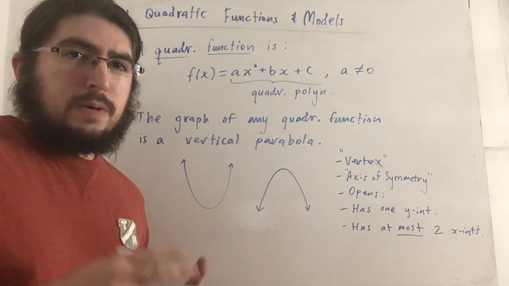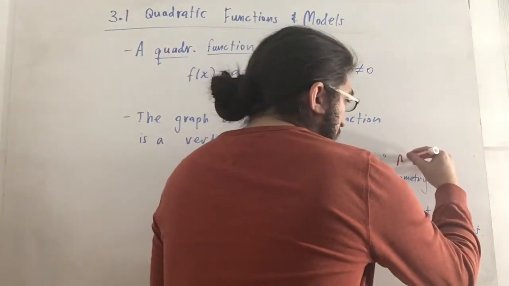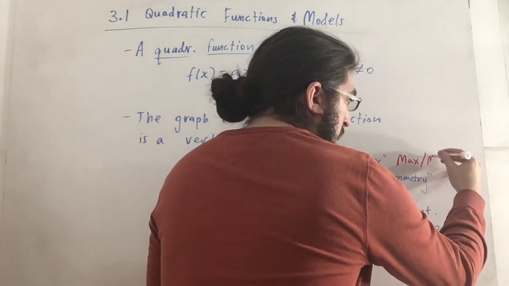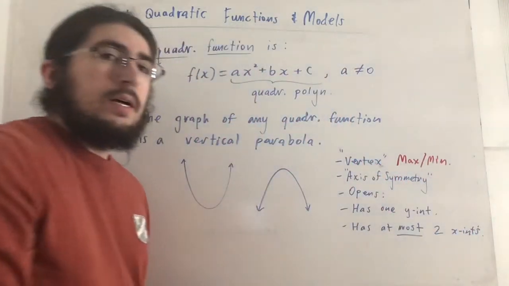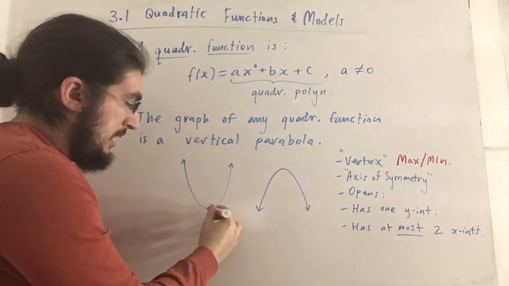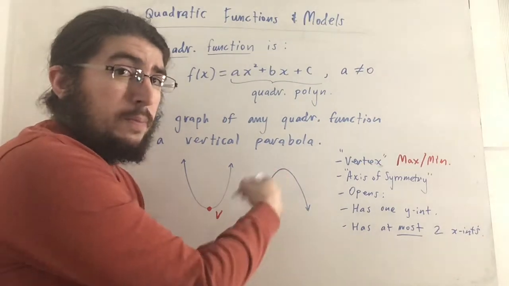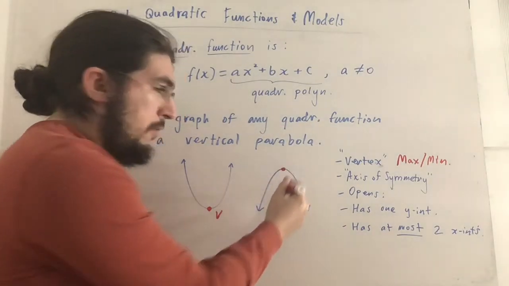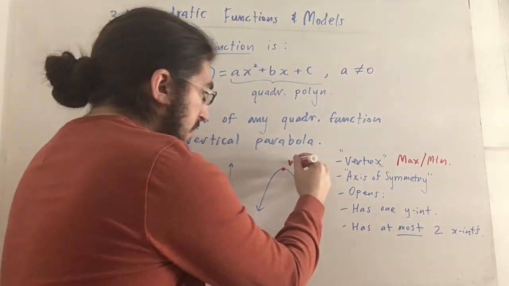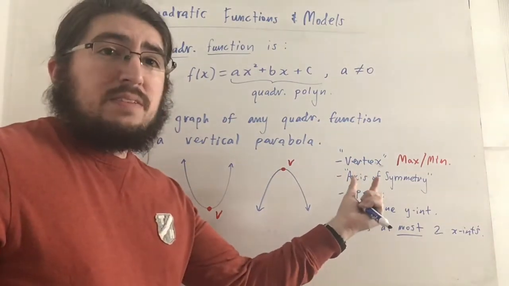There are certain items that we need to list out. The first is the vertex. And the vertex is either the max or min of the parabola. Here in the case where it opens up, it has a minimum, so I'll label that as V for vertex. And here in the case where the parabola opens down, it has a maximum point, and I'll label that again as V for vertex.